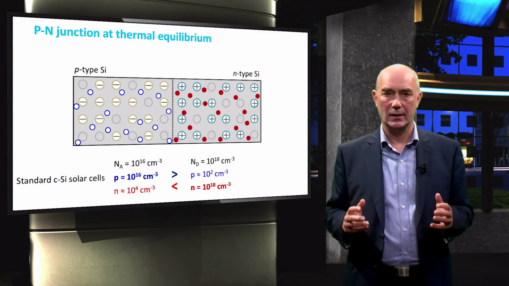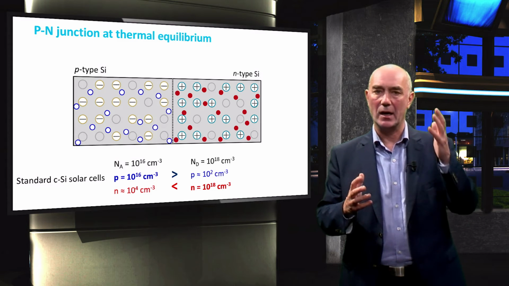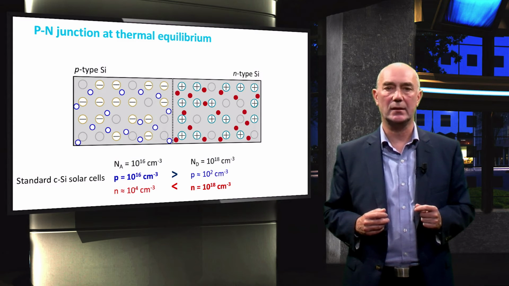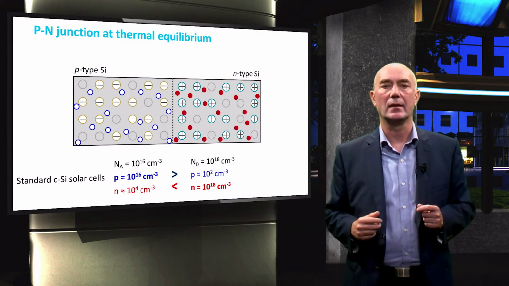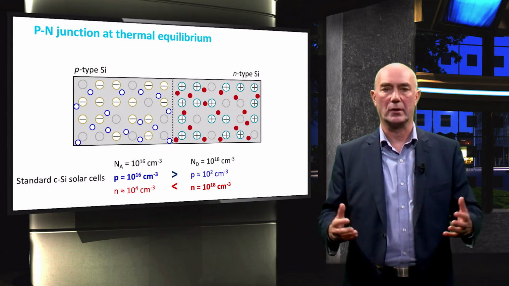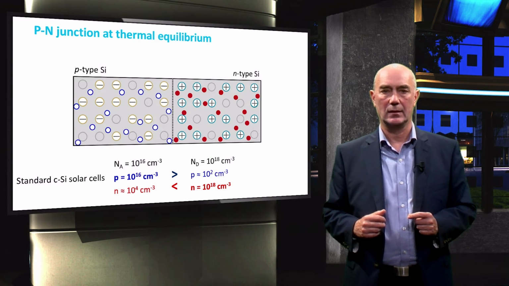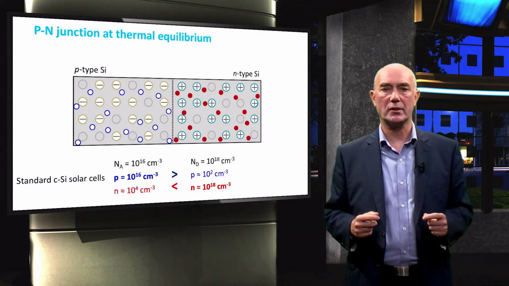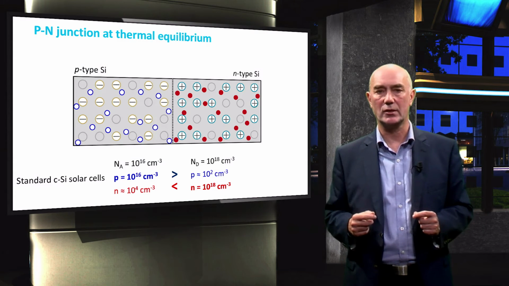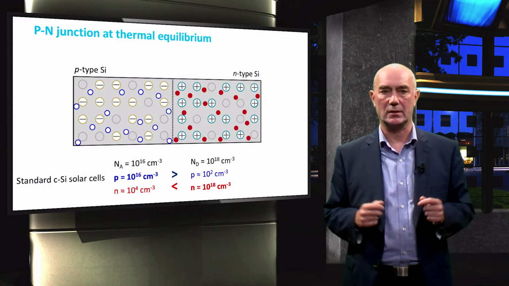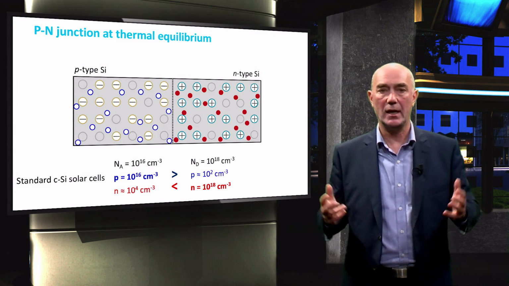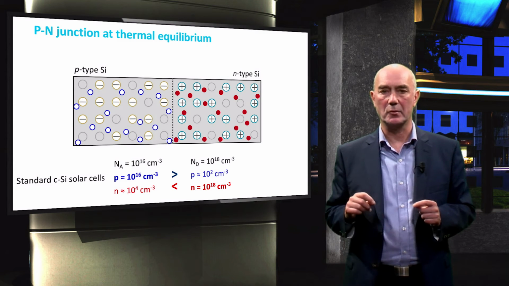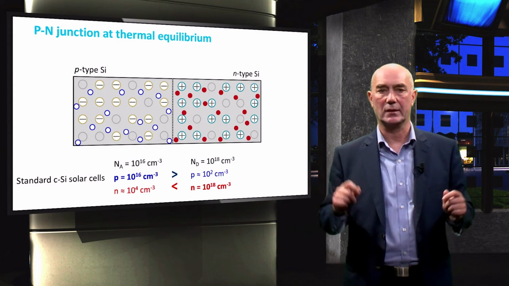So we see that on one side we have a hole concentration of 10^16 per cubic centimeter, and on the other side it is 10^2 per cubic centimeter. There is an enormous difference in the hole concentration and electron concentration between these two regions. So what is going to happen? Well, these charge carriers are mobile, so we can expect them to move around.